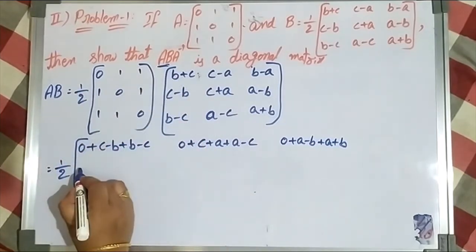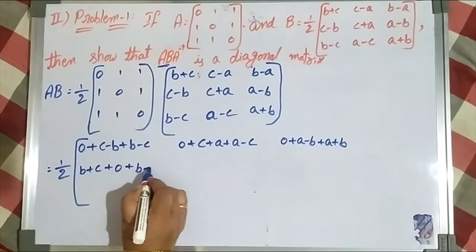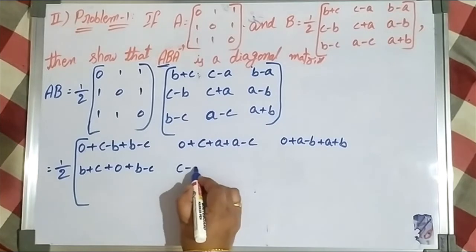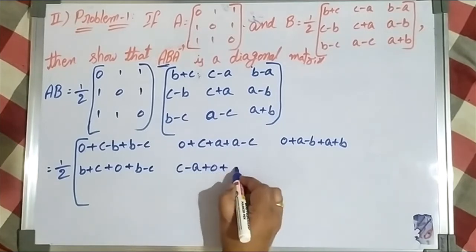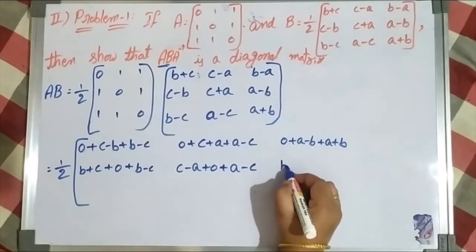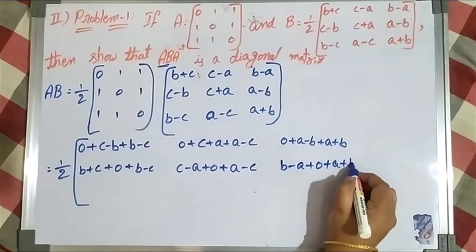Second row, first column: B plus C plus 0 plus B minus C. Second row, second column: C minus A plus 0 plus A minus C. Second row, third column: B minus A plus 0 plus A plus B.